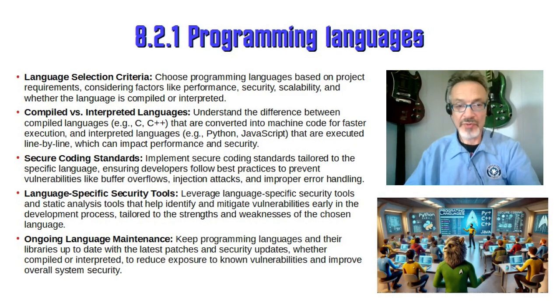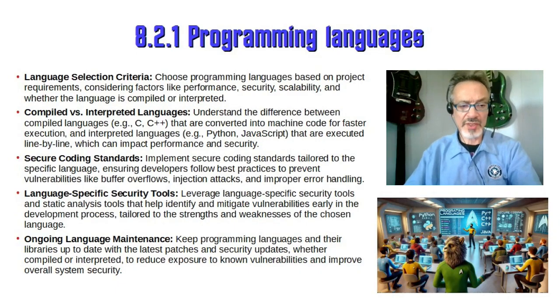8.2.1. Programming languages. When developing secure software, the choice of programming language is critical. This subtask focuses on understanding how programming languages impact both performance and security. Language selection criteria. You need to consider the requirements of your project, things like performance, security, and scalability. When choosing a language, for example, compiled languages like C and C++ are converted directly into machine code, making them fast, but also prone to certain vulnerabilities like buffer overflows. Interpreted languages like Python and JavaScript, while easier to use, can introduce security issues due to their line-by-line execution.